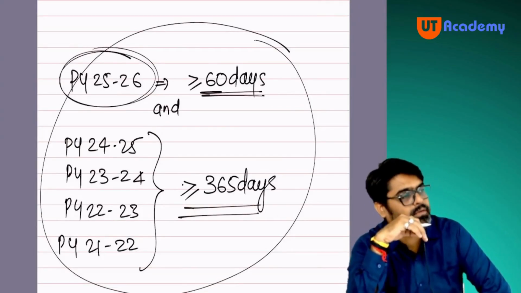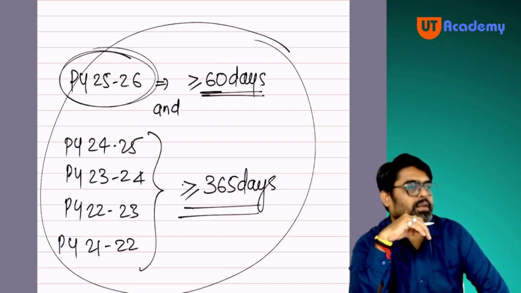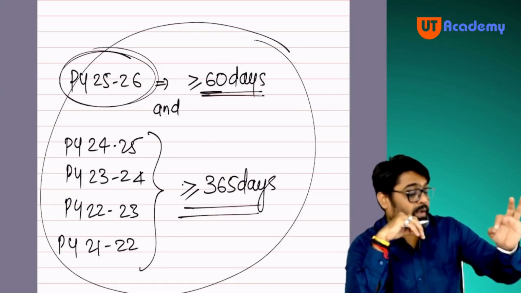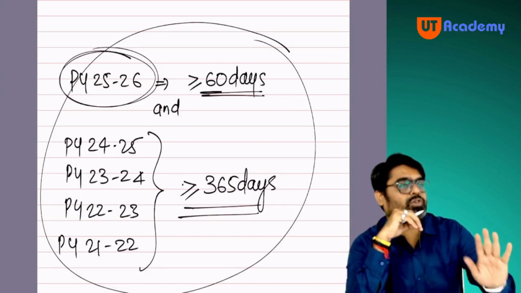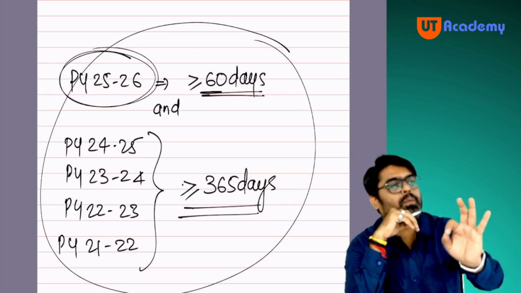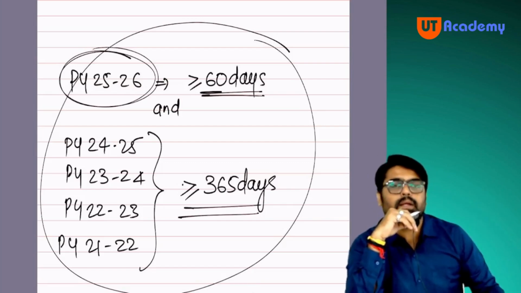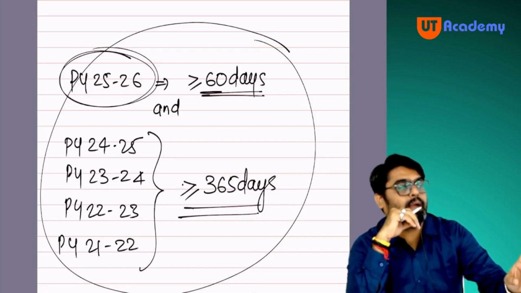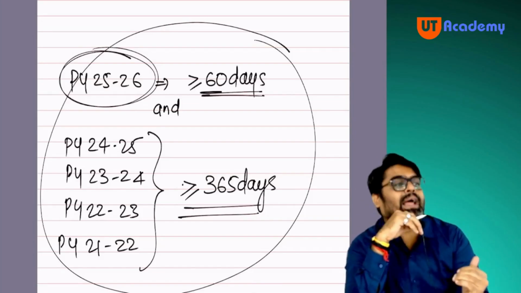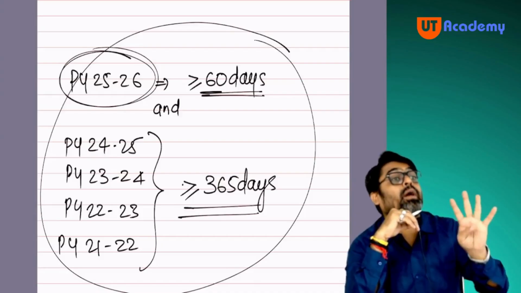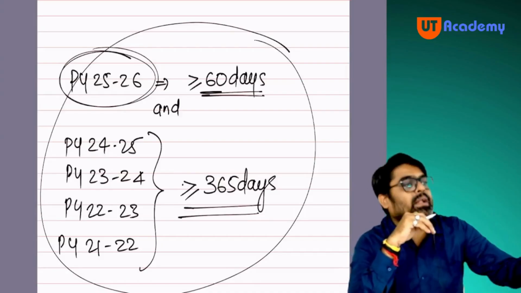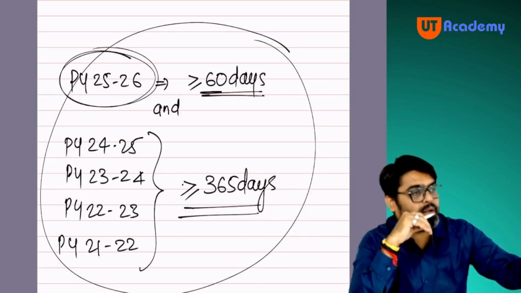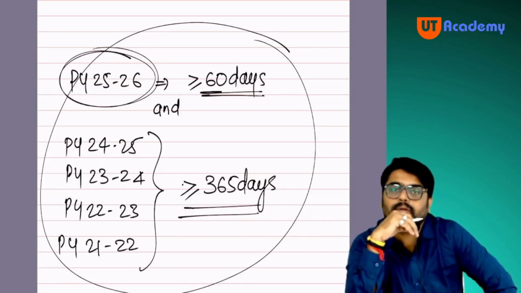Will you remember this? Sure. First basic condition: stay in India during the relevant previous year should be 182 days or more. Basic condition B: stay in India during the relevant previous year should be 60 days or more, as well as stay in India during the 4 previous years immediately preceding the relevant previous year should be 365 days or more. Will you remember? Sure.